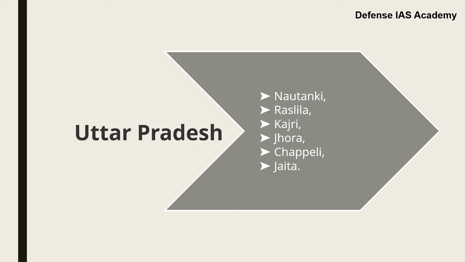the milkmaids started demanding Krishna to be their dance partner, Krishna cast a spell so that each of those milkmaids thought Krishna was dancing with them. This marked the birth of Ras Leela. So that is considered one of the important dance forms of Uttar Pradesh, Ras Leela.